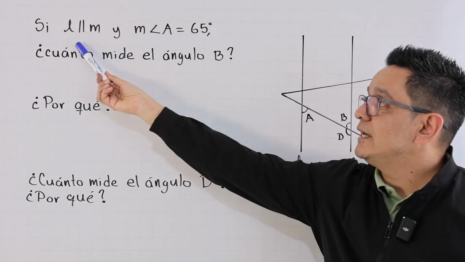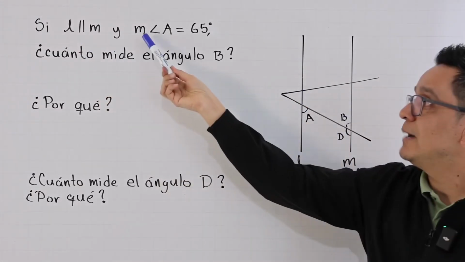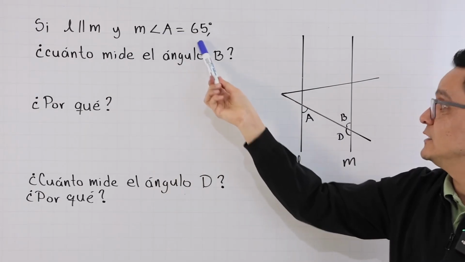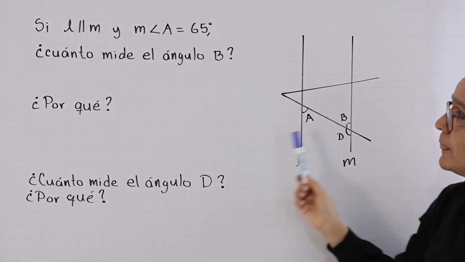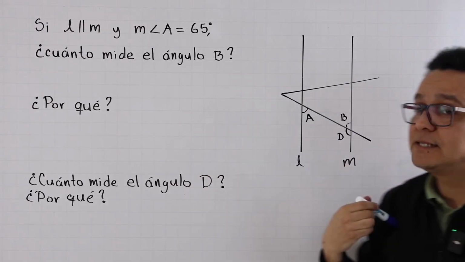If line L is parallel to line M, look, here they are, and the measure of angle A is 65 degrees, here is angle A. What is the measure of angle B? Here we have angle B. I'm going to answer this one.